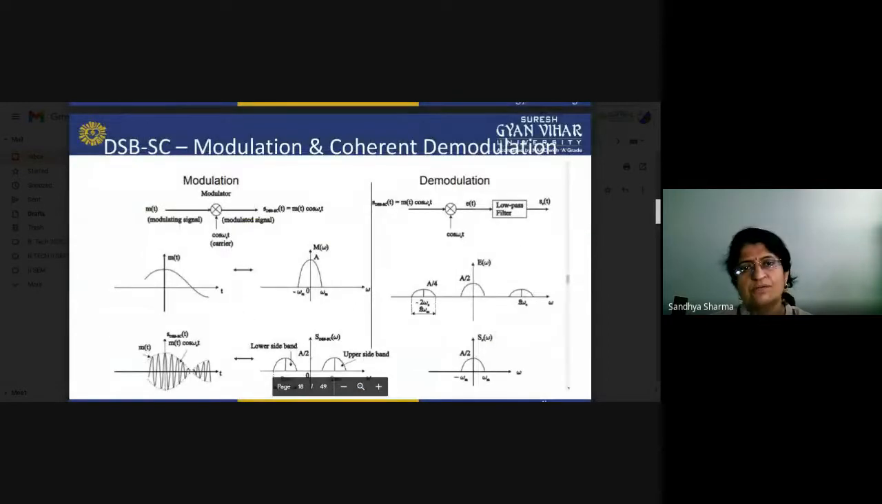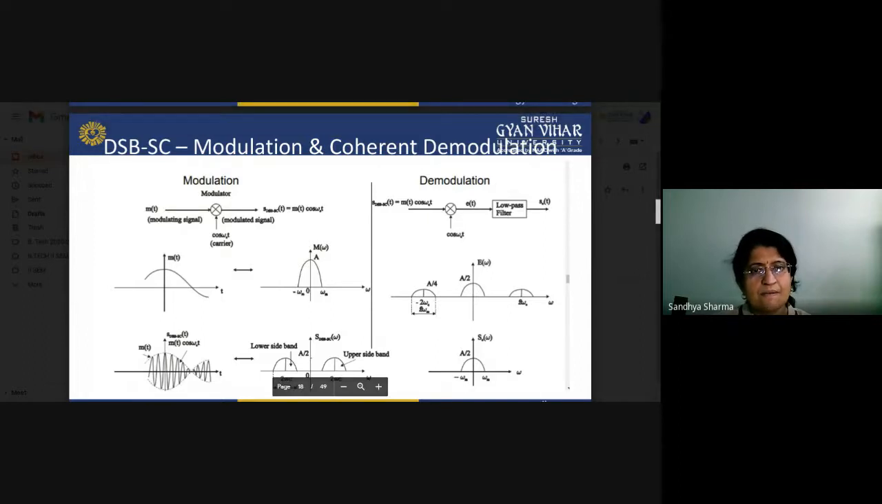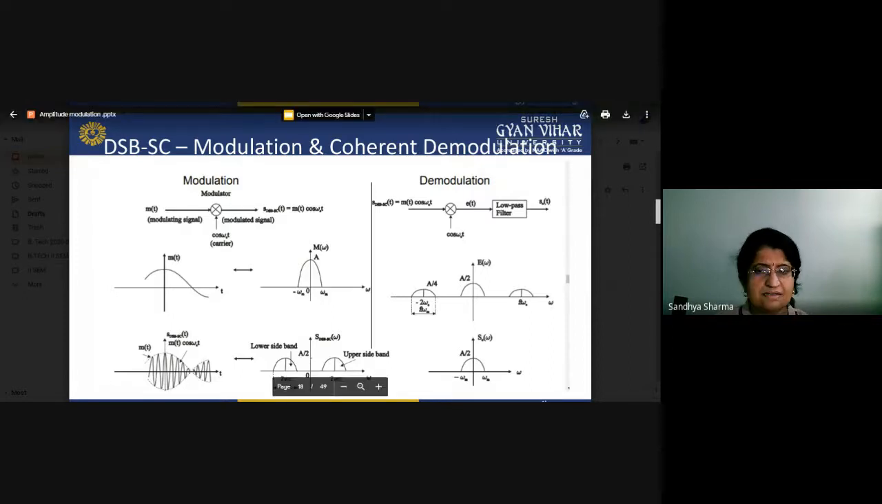Now we will again focus on the modulation and coherent demodulation system of DSB-SC. Since we suppress the carrier at the transmitter section, what will happen here? You have to generate the carrier signal again at the receiver section, because it is necessary for extracting the information signal. Suppose this is the normal modulating signal and this is its spectrum, this is the modulated signal and this is its spectrum. When you want to demodulate your signals, you have to multiply with the carrier signal again. When you multiply with the carrier signal, you can extract your message signal.